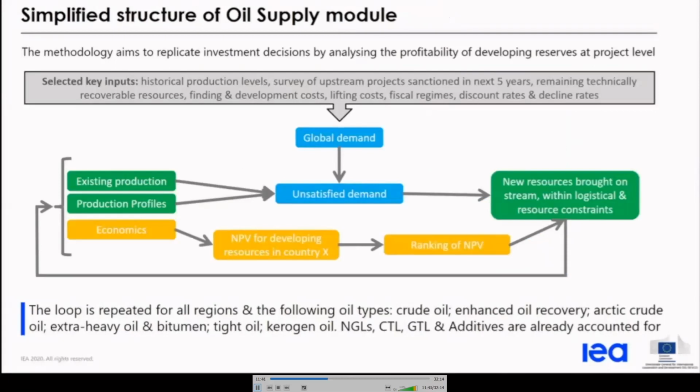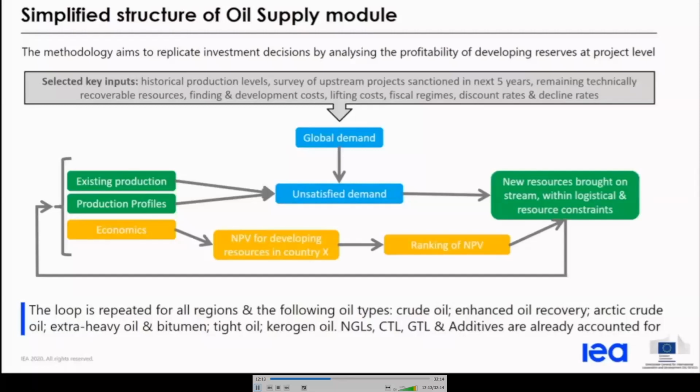The overall structure of the module, and we're going to highlight this on the oil supply module, first fundamentally looks at global demand. The key inputs into the module, such as historical production levels, recently sanctioned projects, remaining technical recoverable resources, costs, including finding and development, lifting costs, or our OPEX, fiscal tax regimes, discount rates, and decline rates all help to govern what remaining or excess demand needs to be covered.